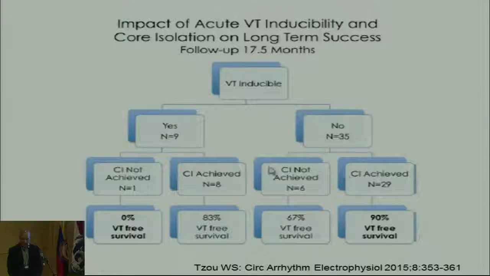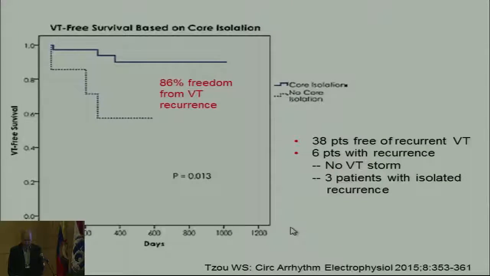When we had either inducible VT at the beginning of the procedure or not, when we achieved core isolation, we had very excellent VT-free survival at 18 months follow-up. When core isolation was not achieved, VT-free survival was much less good. This is how this looks based on all the patients. We had 86% freedom from VT recurrence, but this was much higher in patients with the ability to achieve core isolation, and much lower in those that we could not.